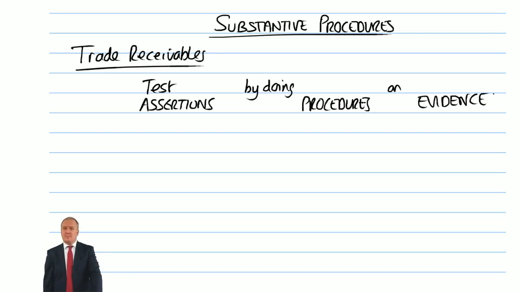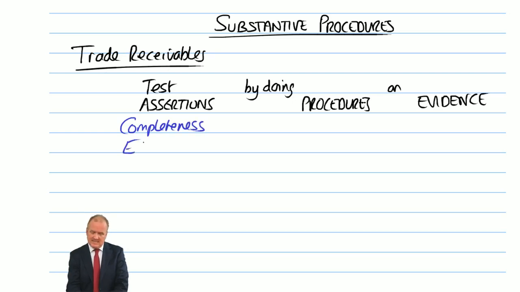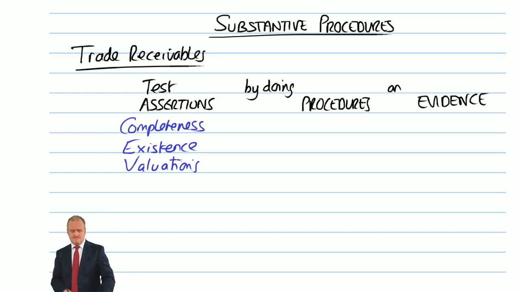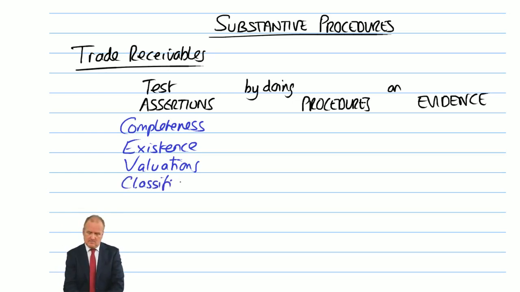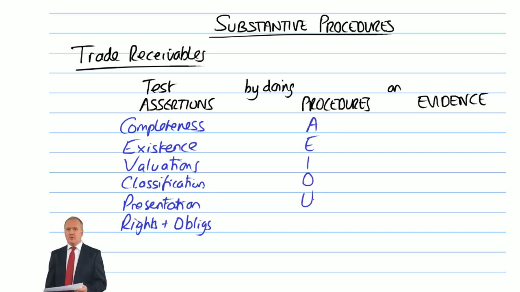Trade receivables are on the statement of financial position. Therefore, the assertions that relate to the statement of financial position that we will need to test are completeness, and the opposite one, existence. We need to check the valuation of trade receivables, classification, presentation, and rights and obligations. We have 5 types of procedures available to us: A, E, I, O, U, analytical, enquiry, inspection, observation, and recalculation. And evidence, that's DAR 3.